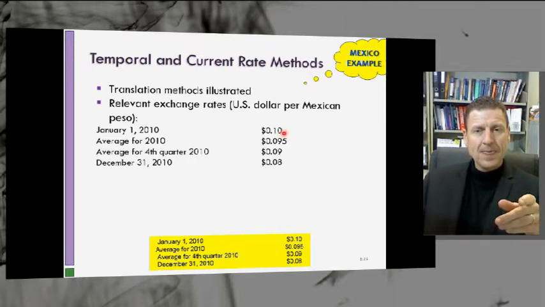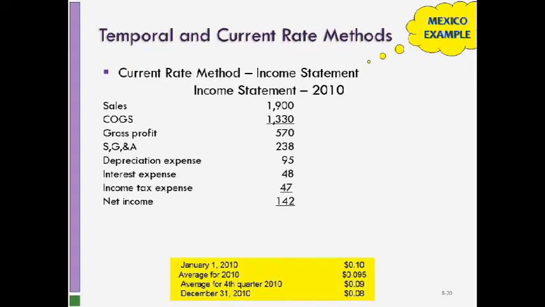At the beginning, each Mexican peso could purchase 10 cents in US dollars, but at the end it could only purchase 8 cents, basically depreciated by 20%. That's a huge depreciation in 1 year, but that's a topic for another video. The average during the year was 0.095 dollars, and the average for the last quarter was 9 cents. So let me put these down in this yellow bracket. I think this is very important because as we go from slide to slide, we can bring these dates and the exchange rates with us so we can quickly refer to them. Okay, I've got my pen so we can mark it up now.